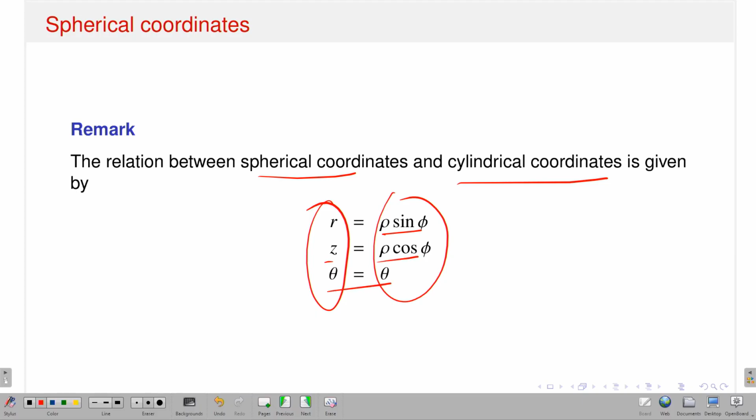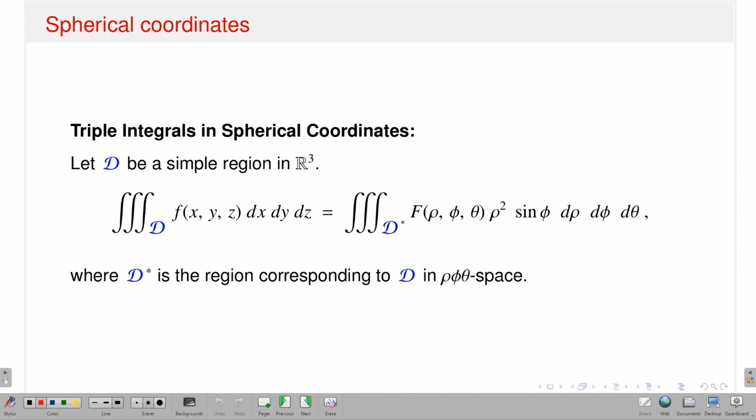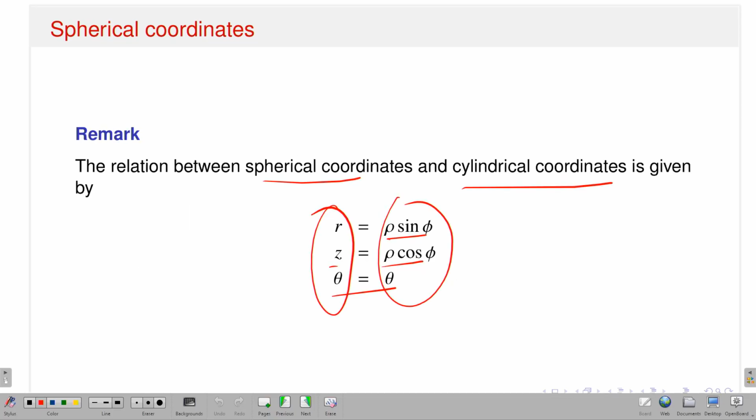So, that is the kind of relation between what is called the spherical coordinate system and the cylindrical coordinate system. Okay. So, that means if I change the Cartesian coordinate system to the spherical coordinate system, the change of variable formula will help you get your triple integral in the new coordinate system, right.